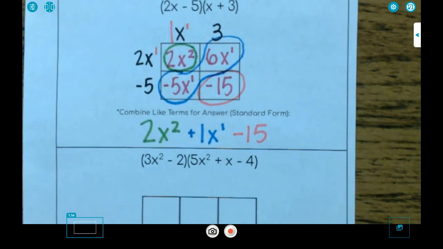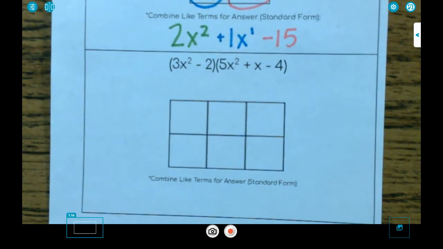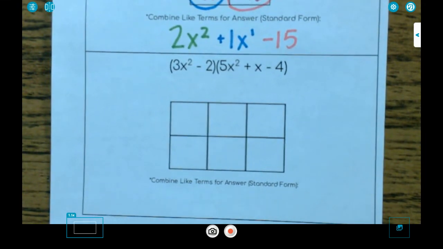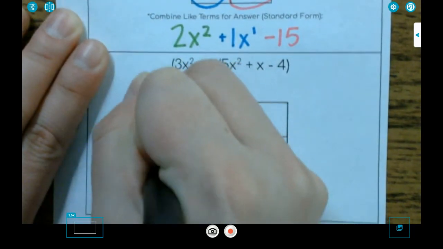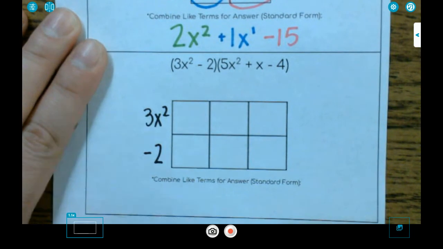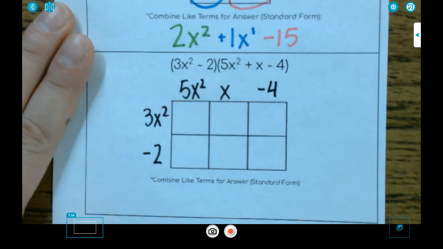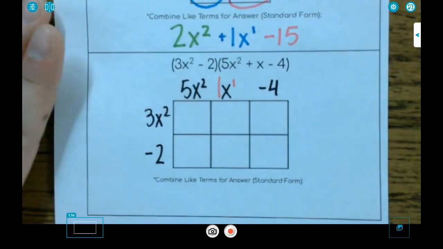Okay, we're going to do one more together on notes, and then we're going to pick one on your assignment to do. So the next one we've got on notes is 3x squared minus 2, so that goes on the left side here. So 3x squared and minus 2. And then across the top, I've got 5x squared, x, and negative 4. On that x, I'm going to put in my 1x to the first as well.